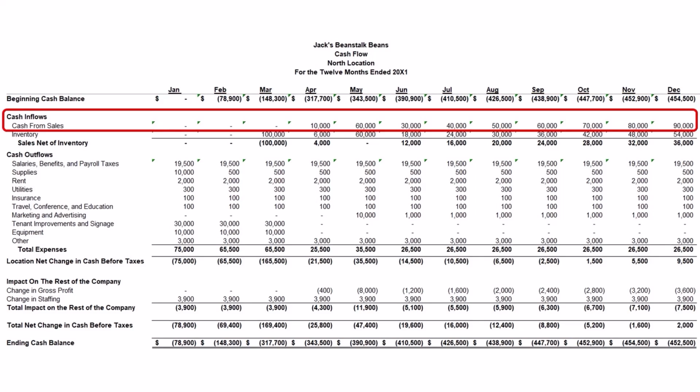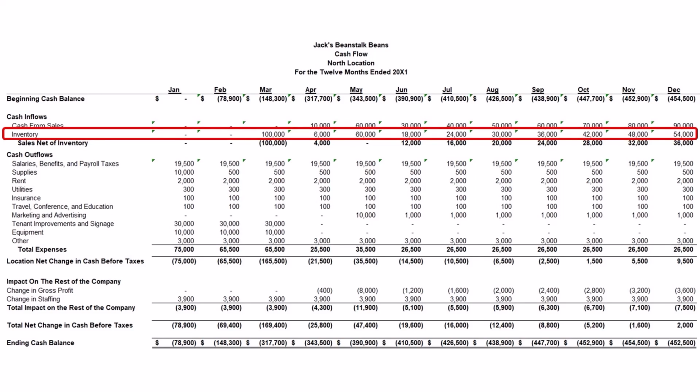Jack runs a retail outlet and doesn't sell on credit. His accounting revenue matches his cash from sales. You also won't see accounts receivable on the balance sheet. The line that used to say cost of goods sold is now titled Inventory. It starts with a large $100,000 cash outflow in March to stock the store. From April through December, I used a simple assumption that Jack restocks inventory as it's sold and that he doesn't buy inventory on credit. There's no accounts payable on the balance sheet.